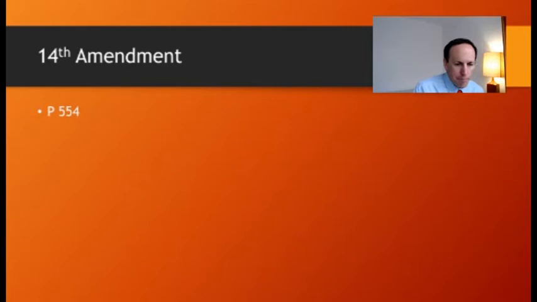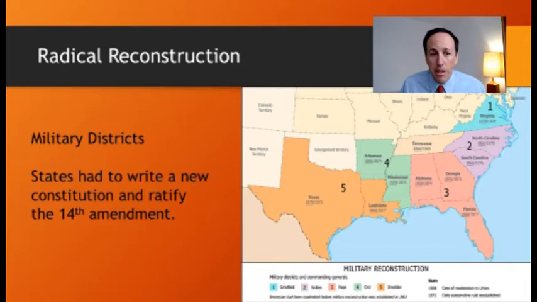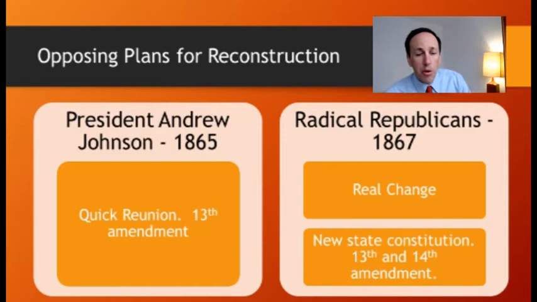Okay. So the country will be divided into five military districts. The states have to write a new constitution and they have to ratify the 14th Amendment. That means they have to vote for it, make it law. And here are your opposing plans for Reconstruction: a quick reunion with the 13th Amendment only, or the Republicans who want real change, who want the 14th Amendment as well as part of your state constitution, as part of coming back into the Union. Okay, check this out.